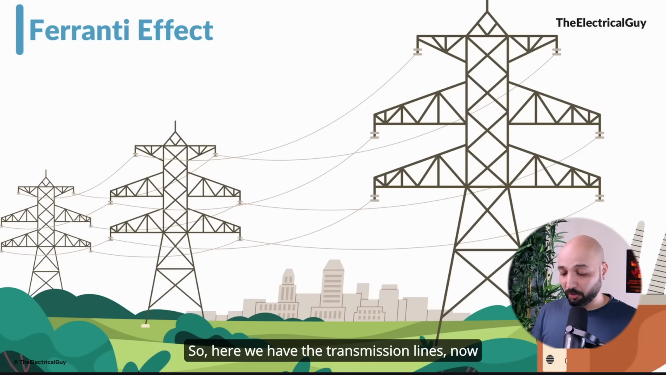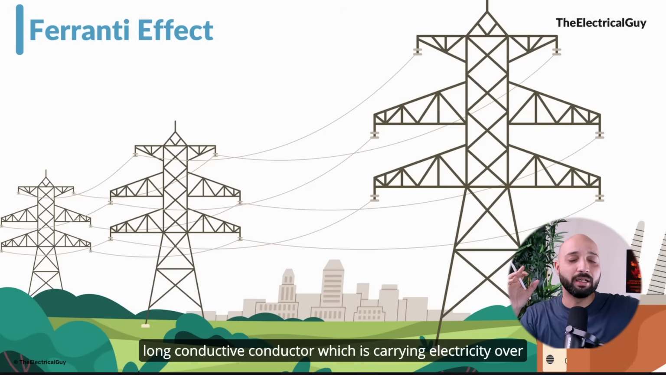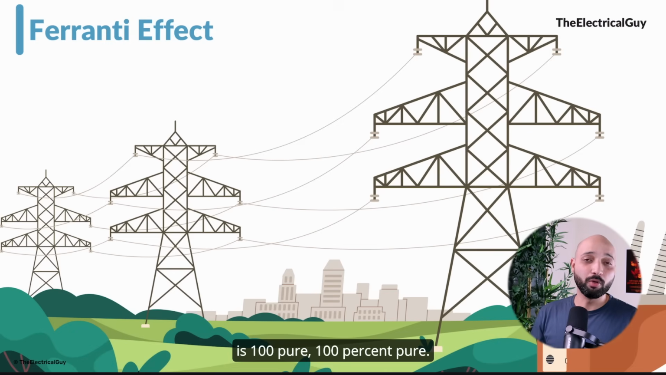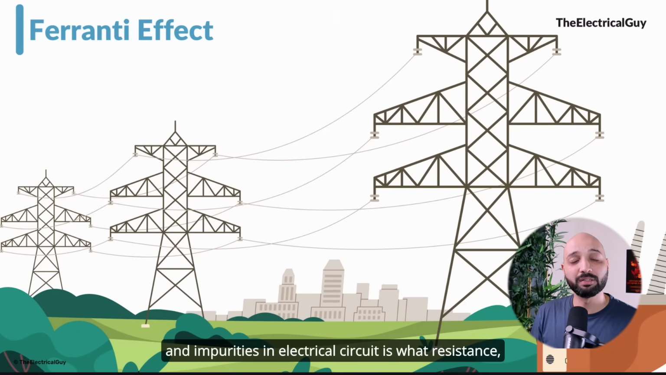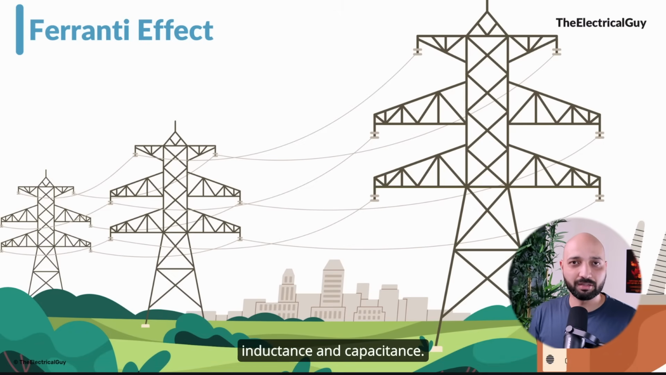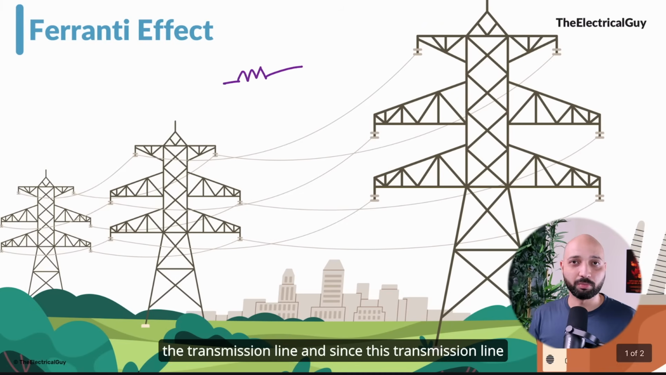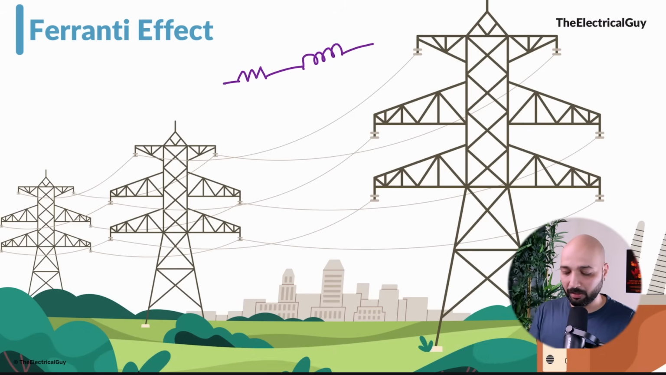So here we have the transmission lines. A transmission line is nothing but a long conductor which is carrying electricity over a long distance. For sure, no conductor is 100% pure, so here also we will have some impurities, and impurities in an electrical circuit mean resistance, inductance and capacitance, right? So there will definitely be resistance present in the transmission line. And since this transmission line is carrying alternating current, of course, there will be inductance present in the transmission line, no doubt about that. So we have R and L in the transmission line.